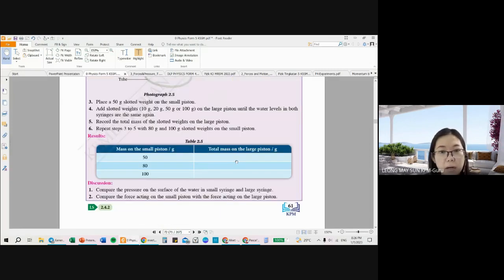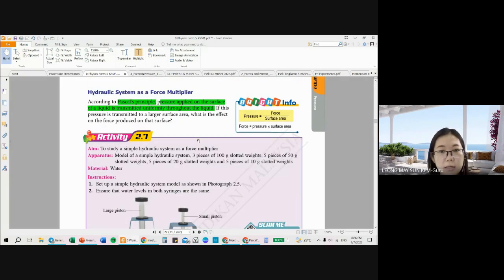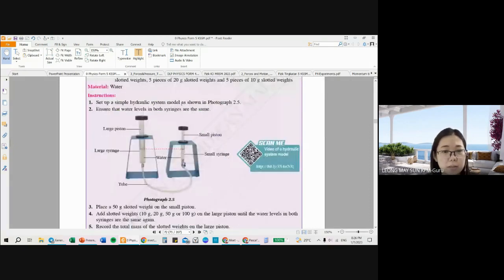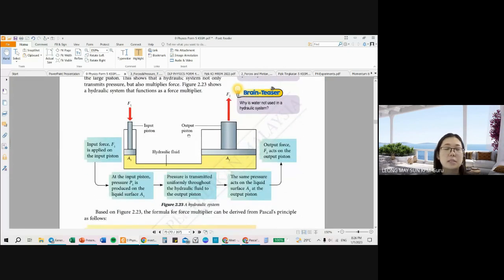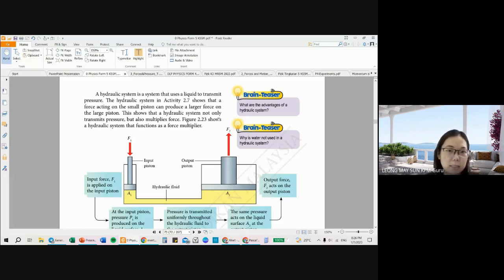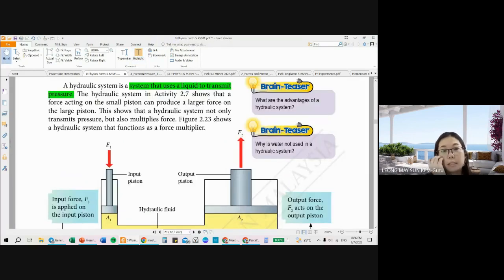Okay, so the hydraulic system as a force multiplier. We're going to focus on that part of the formula first. The basic structure of a hydraulic system, or the basic concept of Pascal's principle, is on this page. All right, a hydraulic system is a system that uses liquid to transmit pressure. I hope you guys highlight this in your textbook. A hydraulic system is a system that uses liquid to transmit pressure.